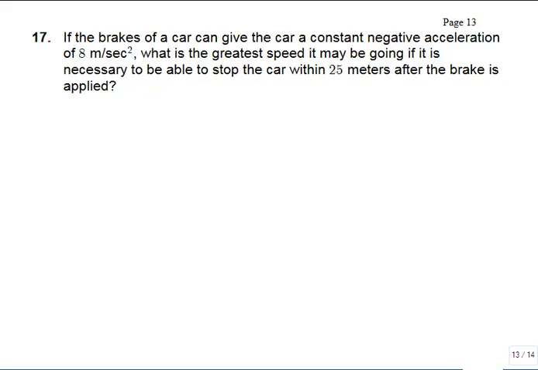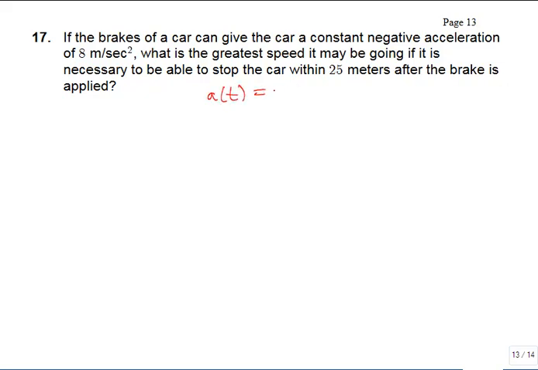Okay, the next example. This one says that if the brakes of a car can give the car a constant negative acceleration of 8 meters per second squared, what is the greatest speed it may be going if it is necessary to be able to stop the car within 25 meters after the brake is applied? Okay, so right off the bat, it says that the car has a constant negative acceleration of 8 meters per second squared. So that's our acceleration function.